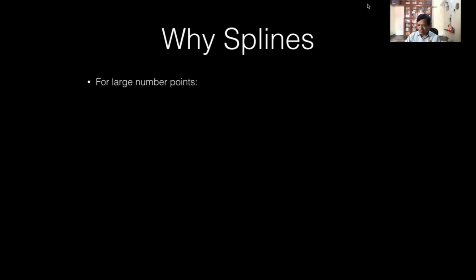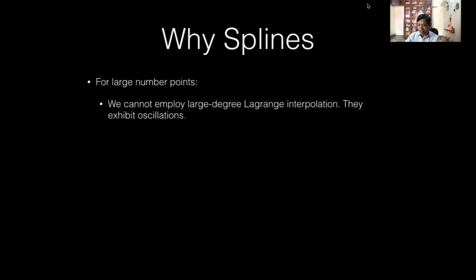So splines, I want to discuss that briefly. If we have a large number of points, let's say 50 points or 100 points, then it's not a good idea to make a large degree Lagrange interpolation. P50, a polynomial of degree 50, will have a lot of oscillations. It's not a good idea to have this kind of polynomial. In fact, we should not go beyond 5th or 6th order polynomial for Lagrange interpolation.